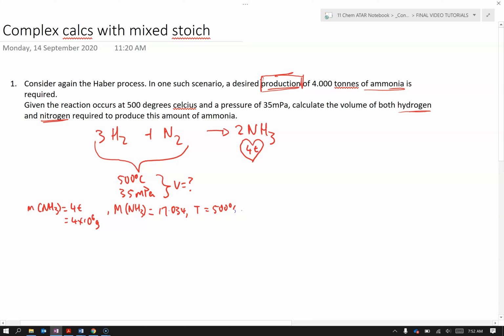We know the temperature, which is 500 degrees Celsius. But of course, 500 degrees Celsius is not good enough for us. We need to add 273.15 to get that into Kelvin. So this now becomes 773.15 Kelvin. We know our pressure, 35 megapascals, which is 35,000 kilopascals. Fantastic. Anything else? Oh, gas constant, 8.314. We probably need to write that down because it's in our data sheet, but it's always helpful to have it in front of us.